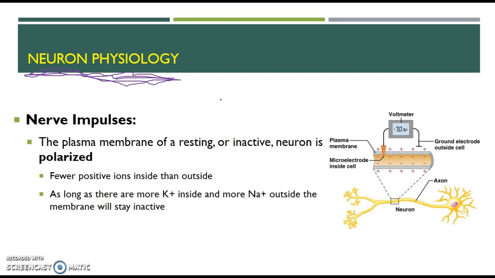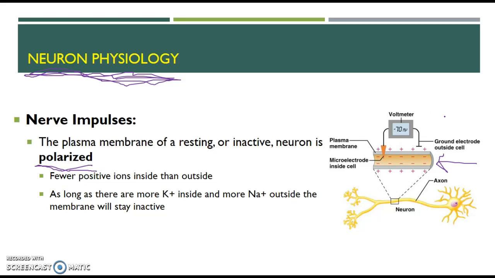And when we say that a neuron is at rest or not doing anything, it is polarized. Very important term to know here. Polarized. So when a neuron is at rest, it is polarized. And that means that the inside of the neuron is more negative. So let's look at this picture over here quickly. Okay, this is our resting neuron. Negative 70 millivolts is actually a resting neuron charge.